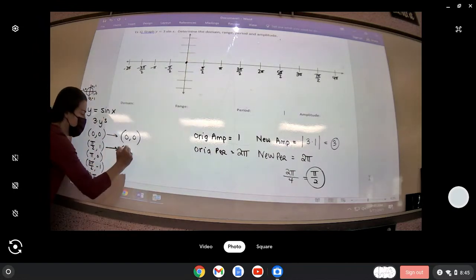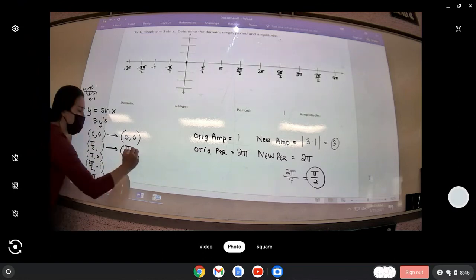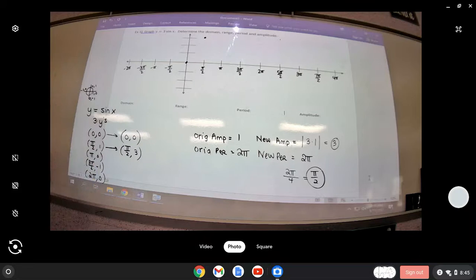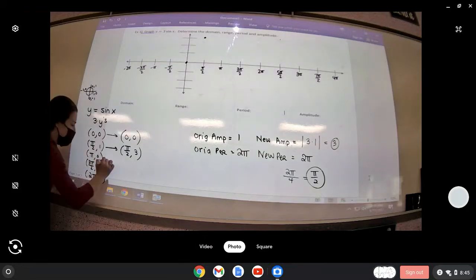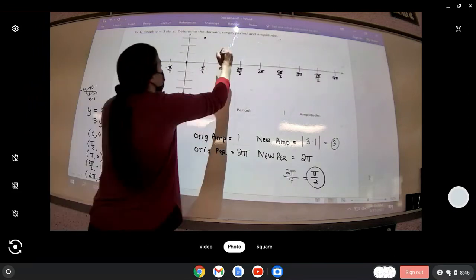All right? We're not changing the x-coordinates, so pi over 2 is going to be our next key point. We're ready for it. Take its y-coordinate, times it by 3. So now it's going to be pi over 2, 3. It's been vertically stretched by a factor of 3. All right, take the next key point. Pi stays the same. 0 times 3 is still 0.